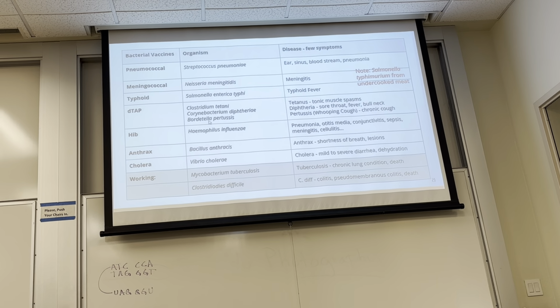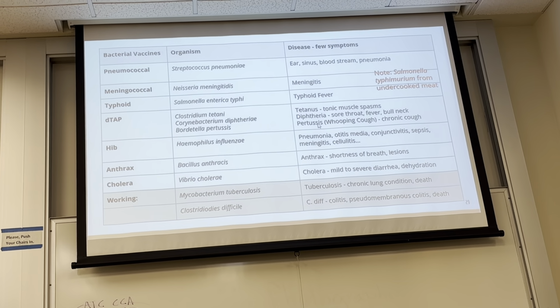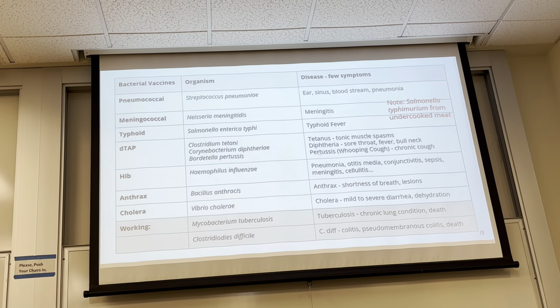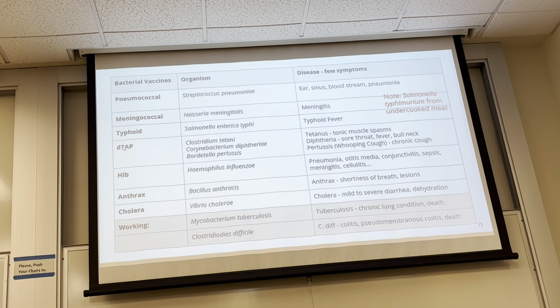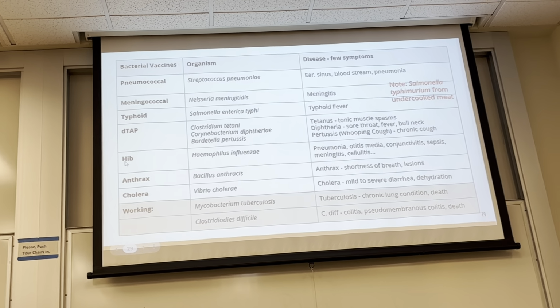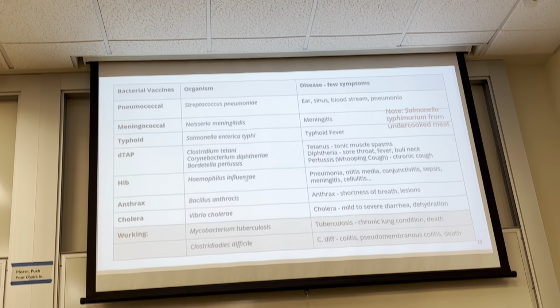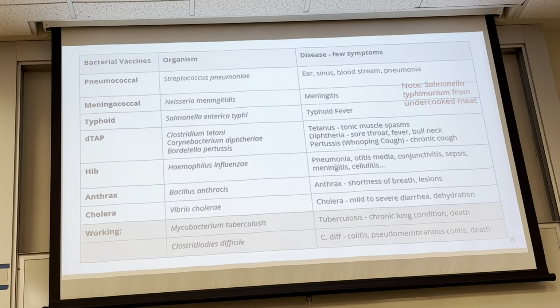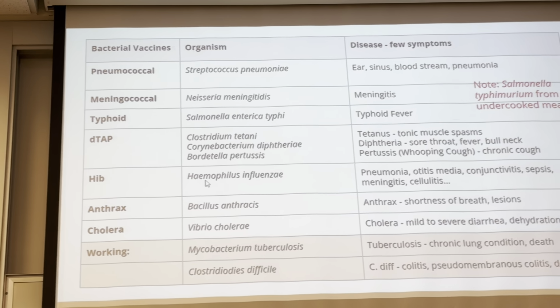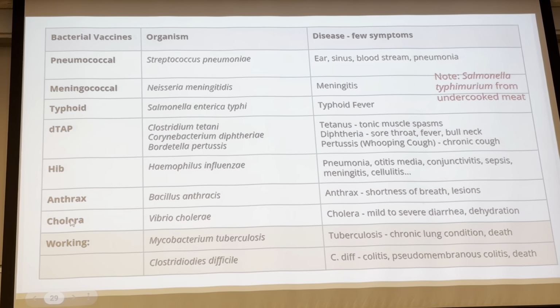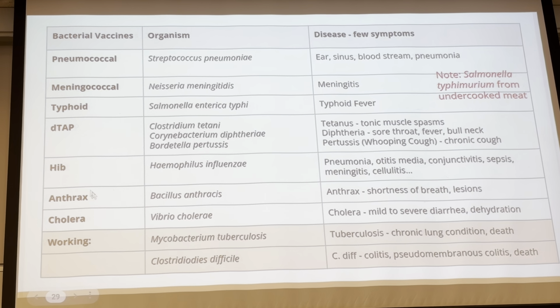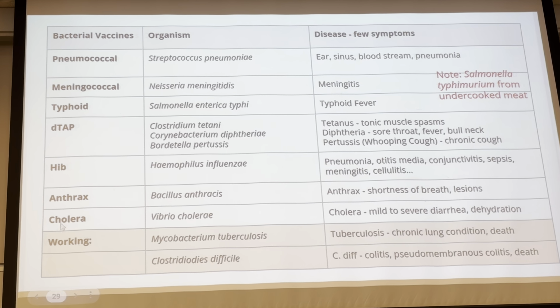Pertussis. So those are the organisms for those, and what those cause. And I'm sure most of us have had a Tdap or DTaP. And then the Hib vaccine is Haemophilus influenzae, which can also cause meningitis. And anthrax, we don't vaccinate for that really. I've heard that's kind of a thing coming up. Cholera, I've heard that's kind of a thing coming up.